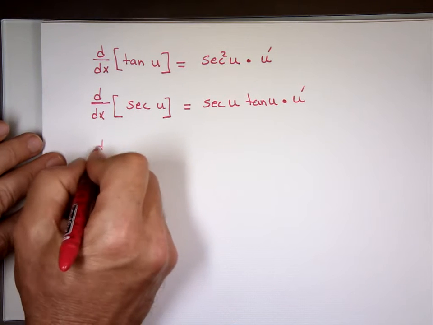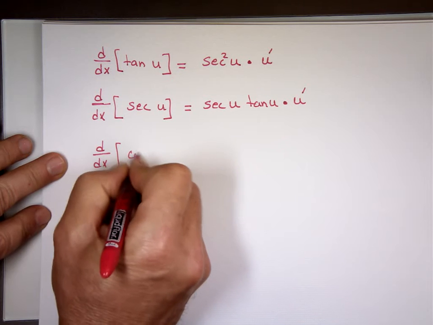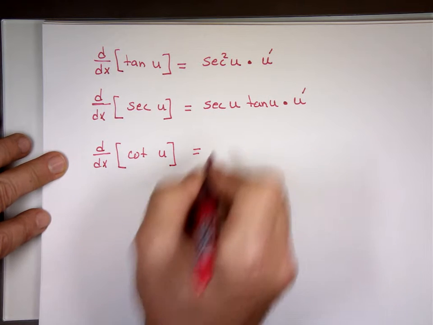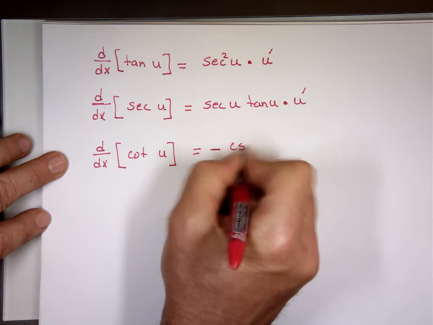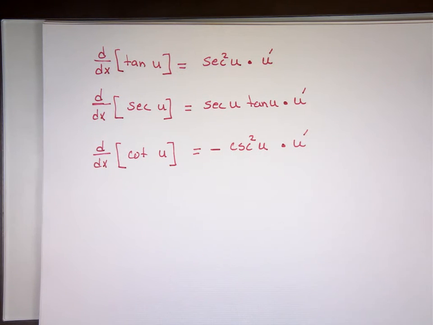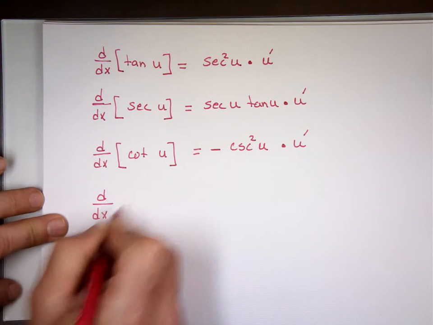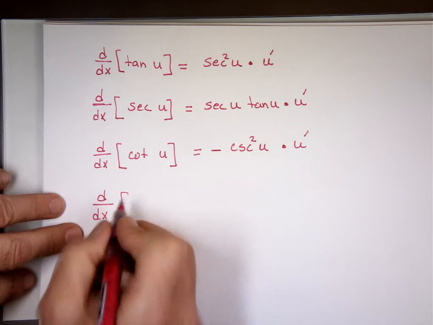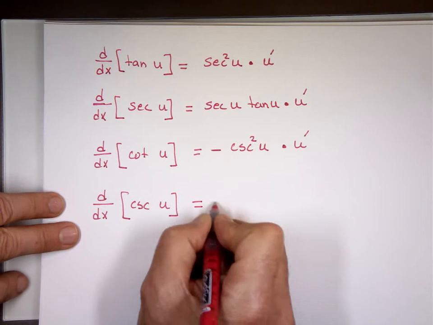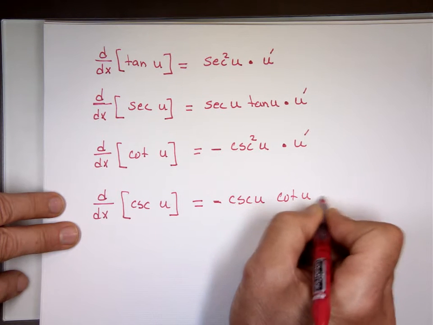What is the derivative of cotangent u? Negative, right? Negative cosecant squared u times u prime. And finally, what's the derivative of, instead of secant, we'll do cosecant u. Negative cosecant u cotangent u times u prime.